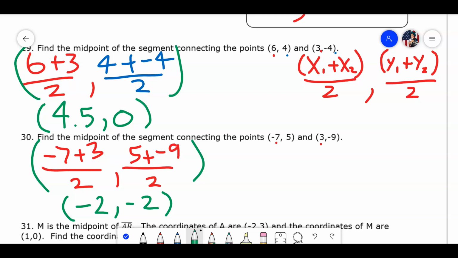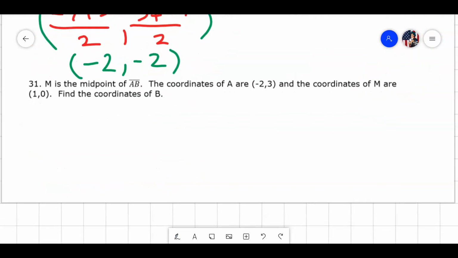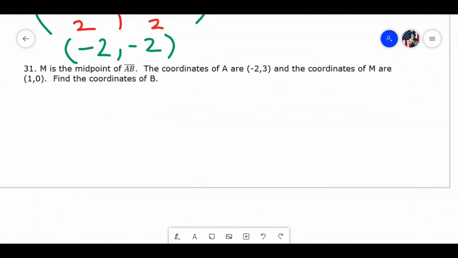Now, 29 and 30, it said find the midpoint, right? Now, we're not trying to be too tricky, but on these next two, it's going to be a little different, okay? Now look at 31. It said M is the midpoint of AB, and the coordinates of A are negative 2, comma 3, and the coordinates of M are 1, comma 0. So this time it gives you the midpoint. We are not looking for the midpoint, okay? We know the midpoint. We're actually looking to find the other endpoint. So if you're looking for the other endpoint, it's going to be a little different.